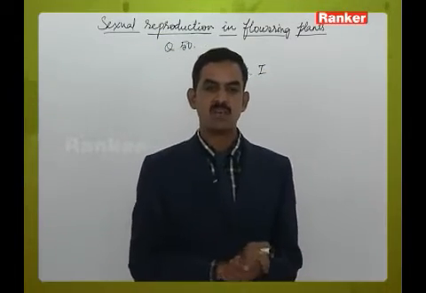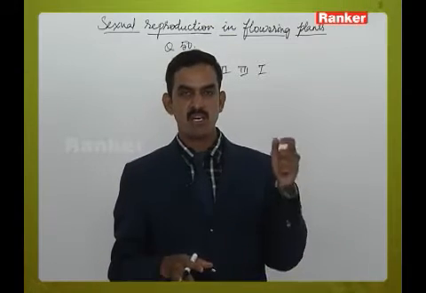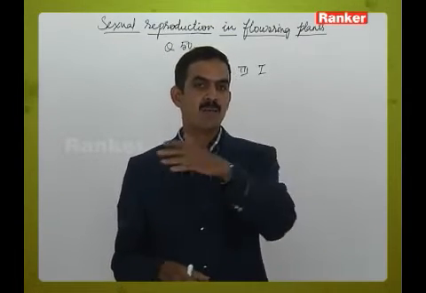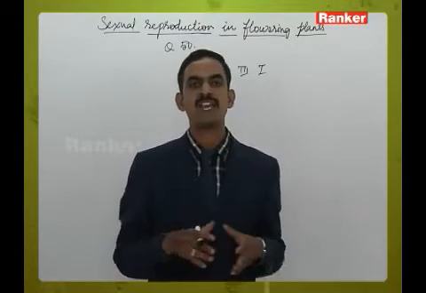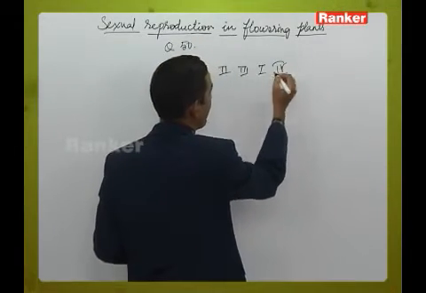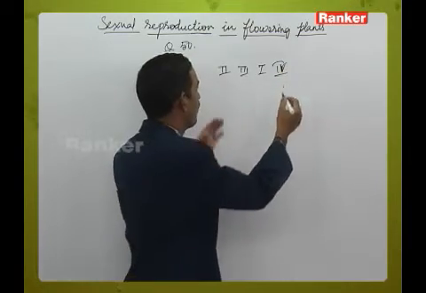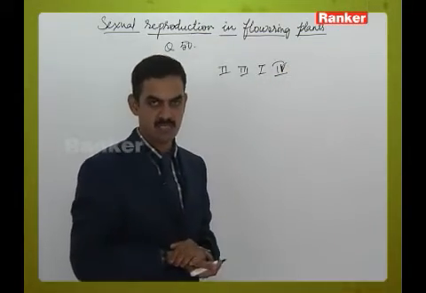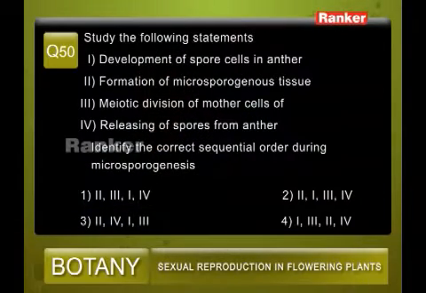And after that, the spores which are formed, or we can say the pollen grains present inside the anther, will be liberated from the anther due to dehiscence of the anther wall. So it is releasing of spores from the anther. These are the 4 changes taking place during the process of microsporogenesis. So for question number 50, the correct answer is 1.